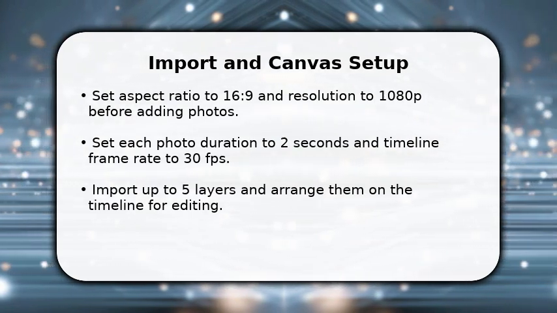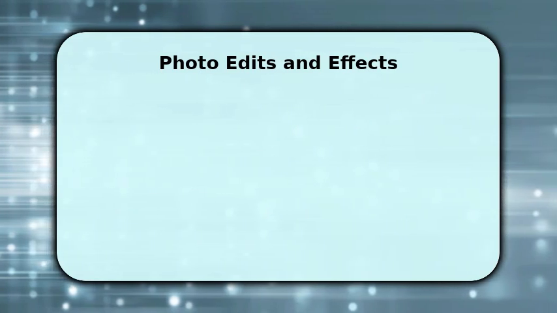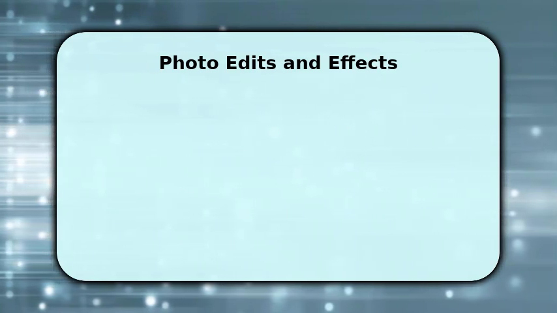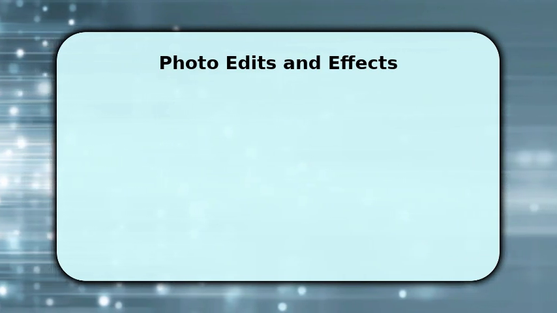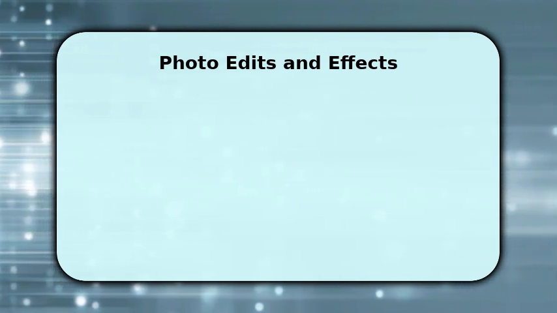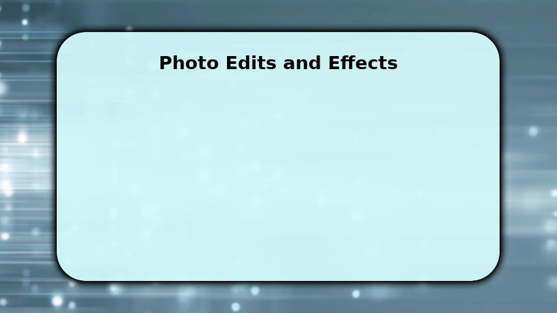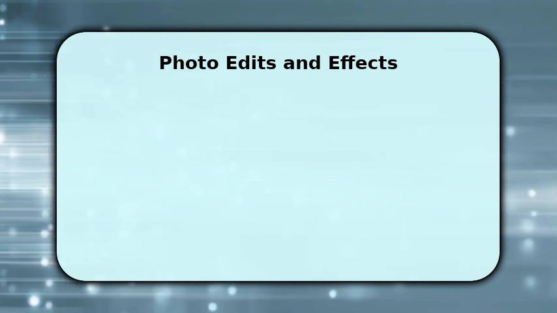Select a photo and use crop and rotate tools to refine the framing. Apply a 1/4 zoom if you want a tighter subject composition. Use adjust to change brightness by +15, contrast by -10, and saturation by +20 for balanced exposure.